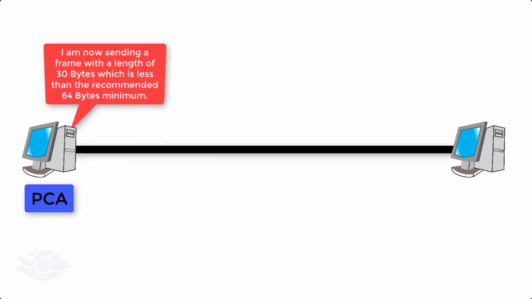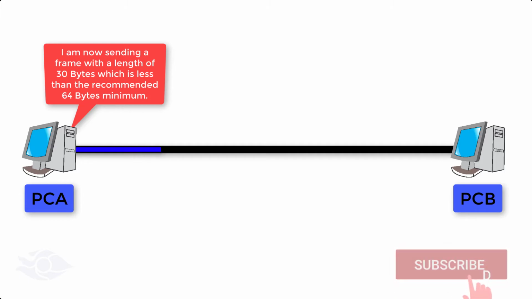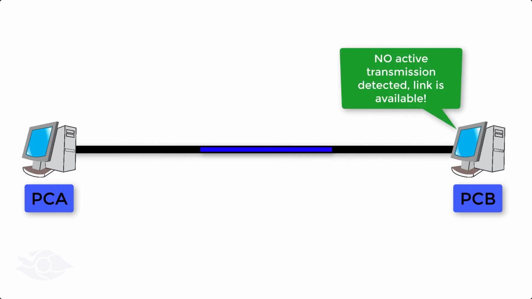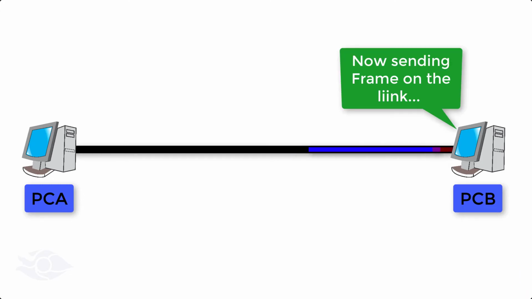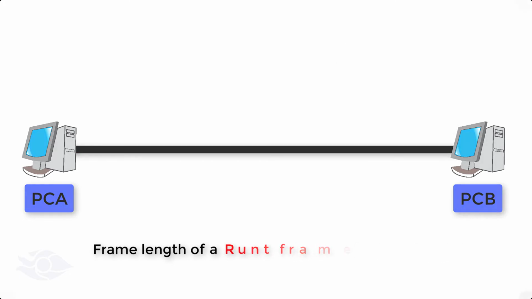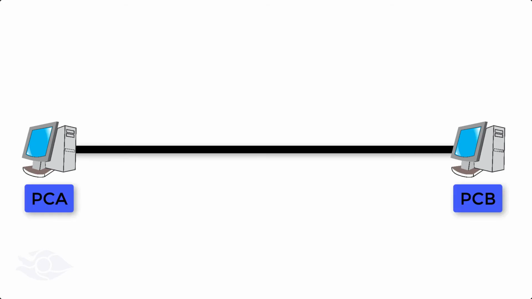Assuming PCA wishes to send a frame with a size that is much less than the minimum size of 64 bytes to PCB in a far distance, there is a possibility that PCA will send the last bit of this frame and the first bit hasn't reached PCB. If PCB employs CSMA and listens for traffic during this time, it will assume the link is available for use, since it has not received any part of the frame sent by PCA, and hence will not detect any ongoing transmission. If it proceeds to transmit its own frame, this will cause a collision. Any frame with a length that is much less than the minimum size of 64 bytes is called a Runt frame. Finally, what is late collision?